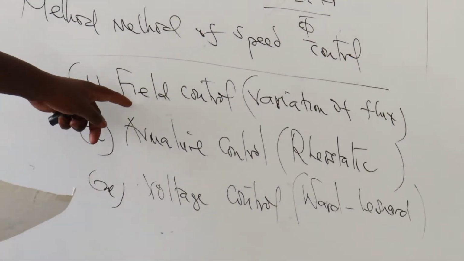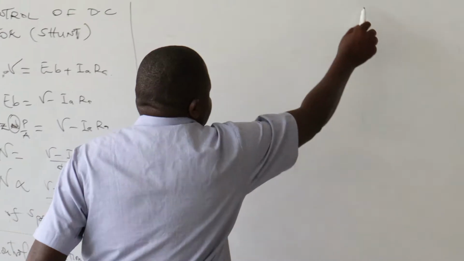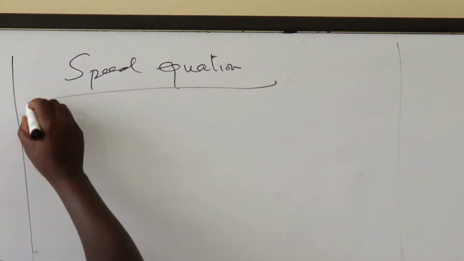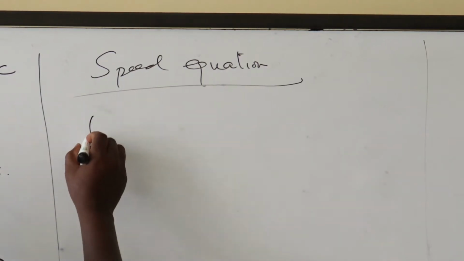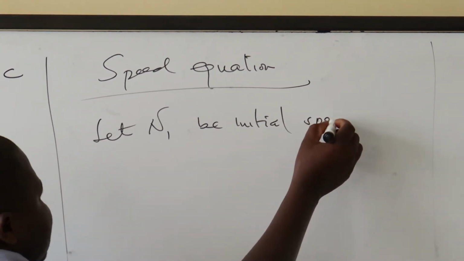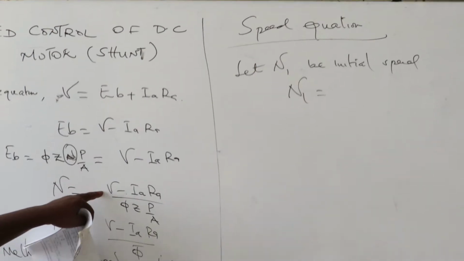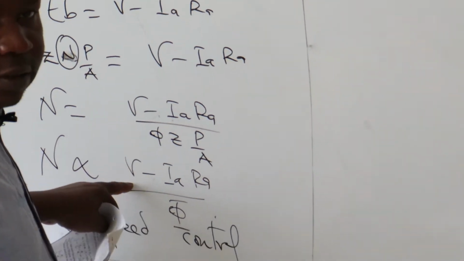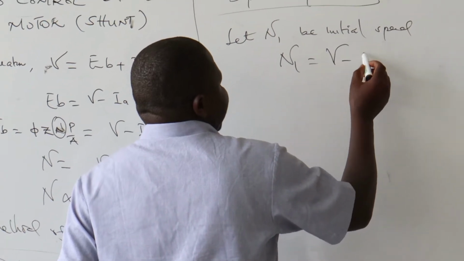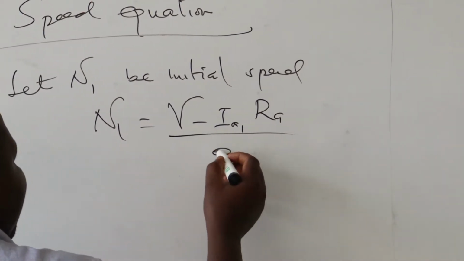As we discuss each of them, and then do the example plus other things, we need to know the speed equation. The DC speed equation: let N1 be the initial speed. So N1 is equal to V minus Ia Ra over flux 1. V does not change, the voltage is the same from the source. Ia may change, Ra will not change.